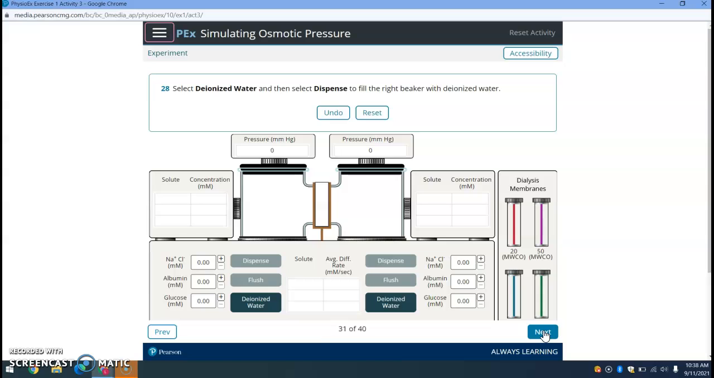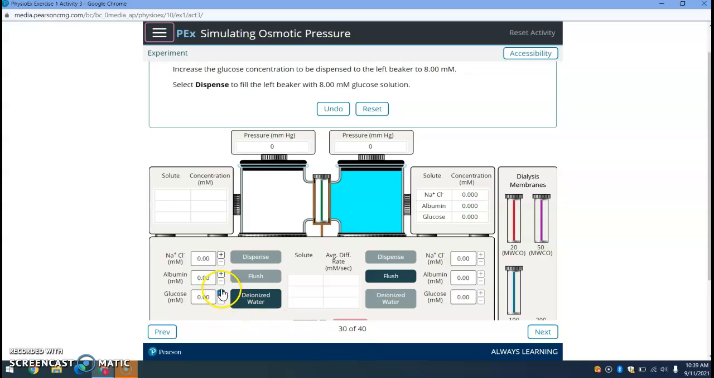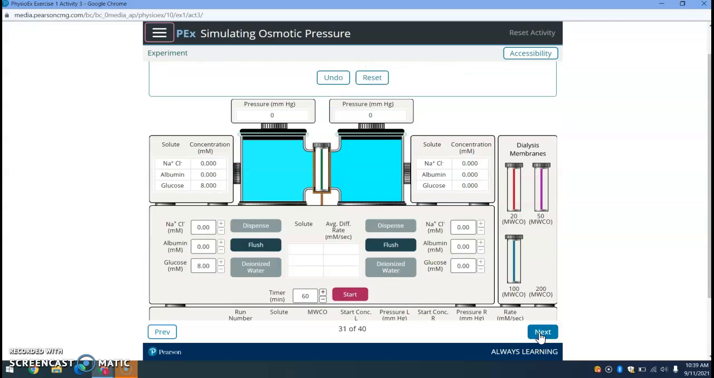So select deionized water and then dispense to fill the right beaker, right? I missed something. Drag the 200 molecular weight membrane and then increase the glucose concentration on the left to 8 millimolar. Dispense. Now I already did the deionized water on the right. Okay, so then I hit start.